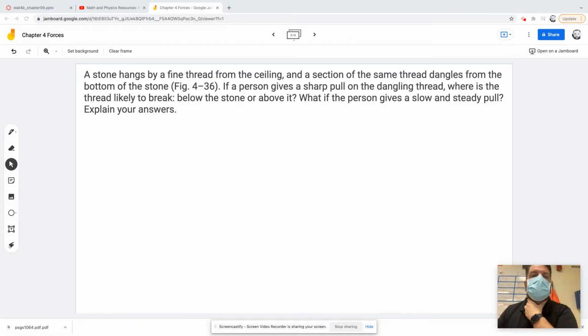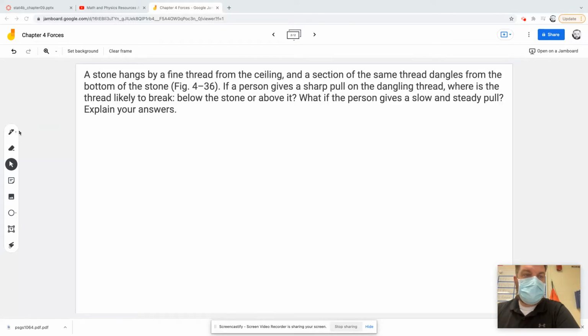So for this one, it says a large stone hangs by a fine thread from a ceiling, and a section of the same thread dangles from the bottom of the stone. Okay? If a person gives a sharp pull on the dangling thread, where will the thread likely break? Below or above the stone? So let's just kind of draw this.